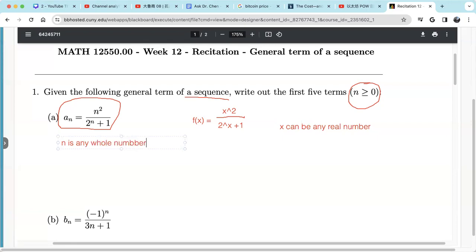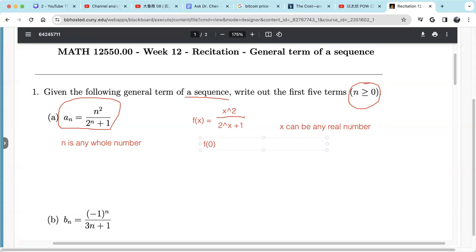What is a whole number? Whole numbers start from 0: 0, 1, 2, 3, 4, 5. So basically counting numbers plus 0. Right. So one way to think about a sequence is as a function, but it takes special input. So input can be a whole number or natural number or counting number. All right, so here we want to write out the first 5 terms. So it's similar to evaluating a function value, right? If we really think of this as a function value, we know how to evaluate it.